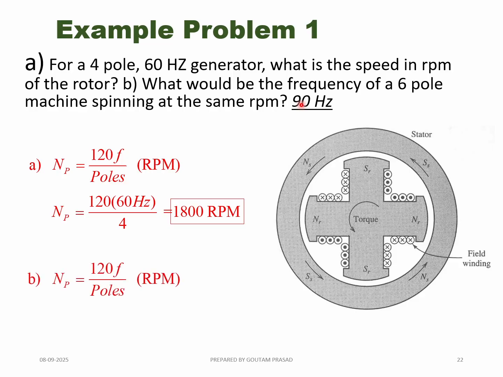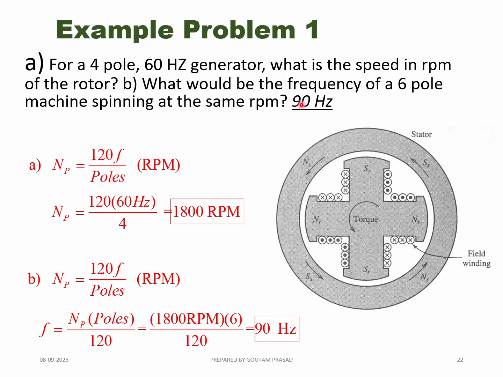So for 1800 RPM and 6 poles, what will be the frequency here? The frequency is F = N × P / 120. So 1800 RPM multiplied by 6 divided by 120, you get 90 hertz. So 90 hertz will be the frequency for the rotor having 6 poles and rotated at 1800 RPM. So that is it. The problem is solved.